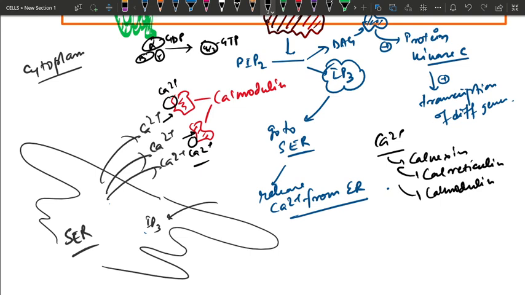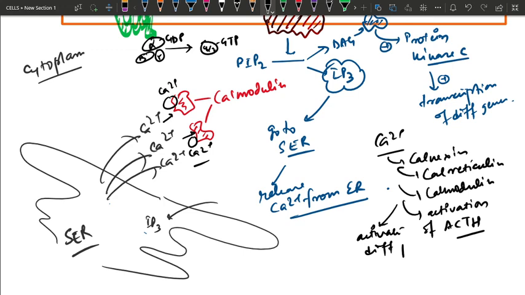And calcium 2 plus also helps in the activation of ACTH, adrenocorticotropic hormone, right? And it also helps in the activation of different protein kinases. Protein kinases, this is also important.